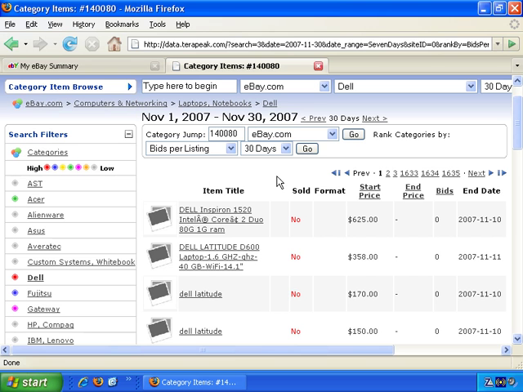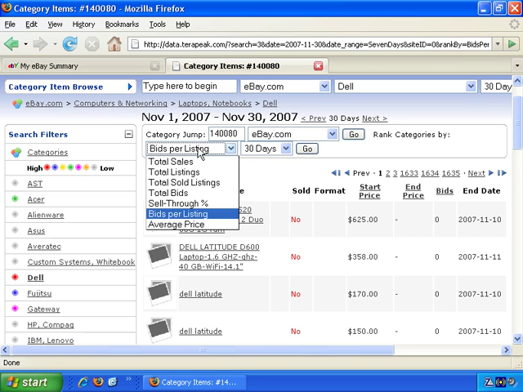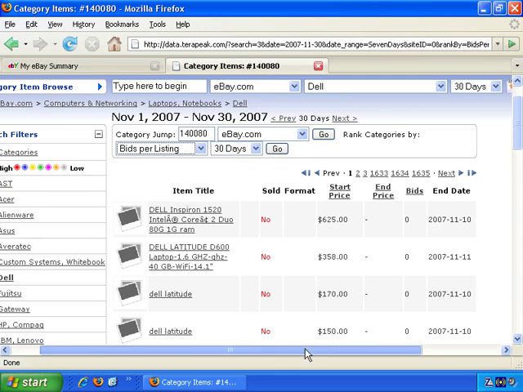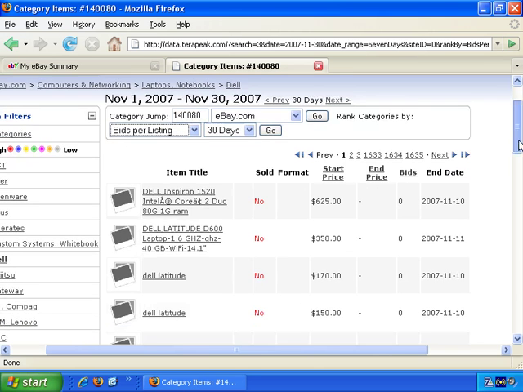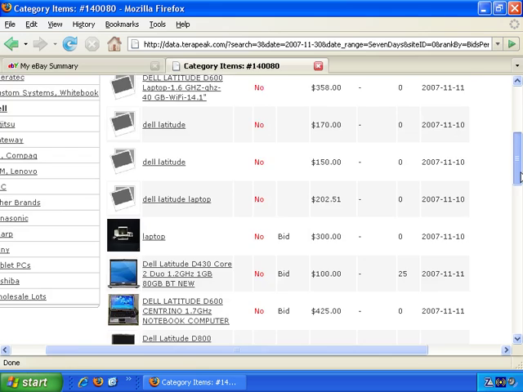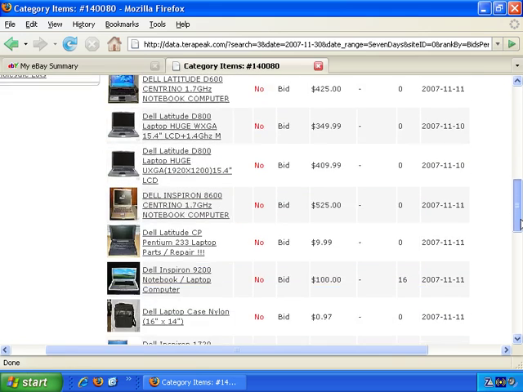It gives you a broad overview of the categories and subcategories of eBay. It tells you by total sales, total listings, total sold listings, and so on, which categories are doing well for those and which aren't doing so well. Then you can even dig down deeper to see all the listings if you wish, or of course you can go directly to eBay to see them or view them within the Terapeak interface here.